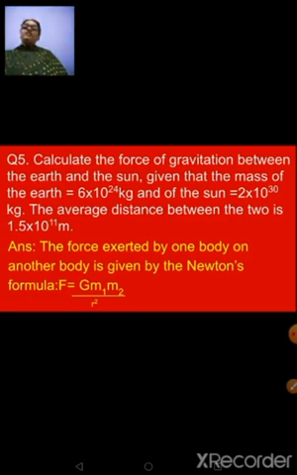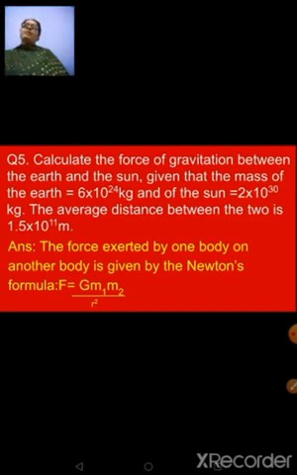Calculate the force of gravitation between the earth and the sun, given that the mass of the earth is 6 into 10 raised to 24 kg and the mass of the sun is 2 into 10 raised to 30 kg. The average distance between the two is 1.5 into 10 raised to 11 meters. So the question is very simple. You have to find the force of gravitation. Which formula will apply? F is equal to G capital M into small m upon R square.